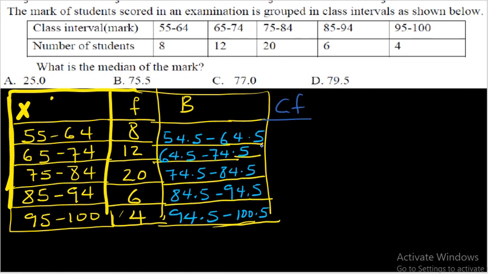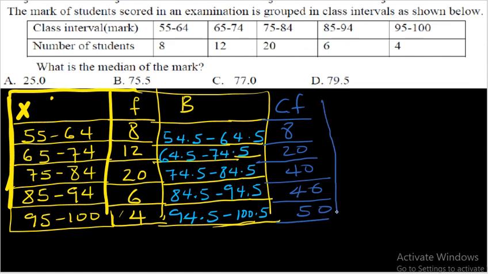The first class will be as it is, that is 8. The second class will be 20, and the third class will be 20 plus 20, which is 40, and the fourth class 40 plus 6, 46, and the last class will be 50. You'll add 4. That's going to be the cumulative frequency.